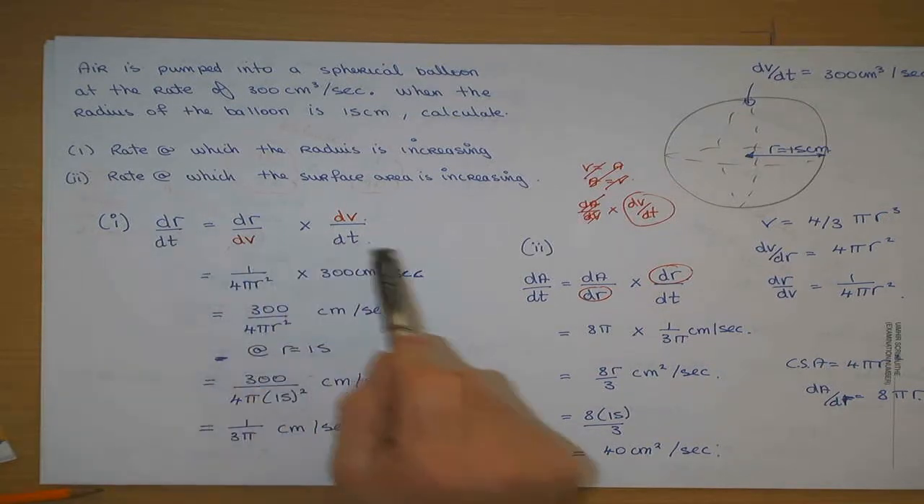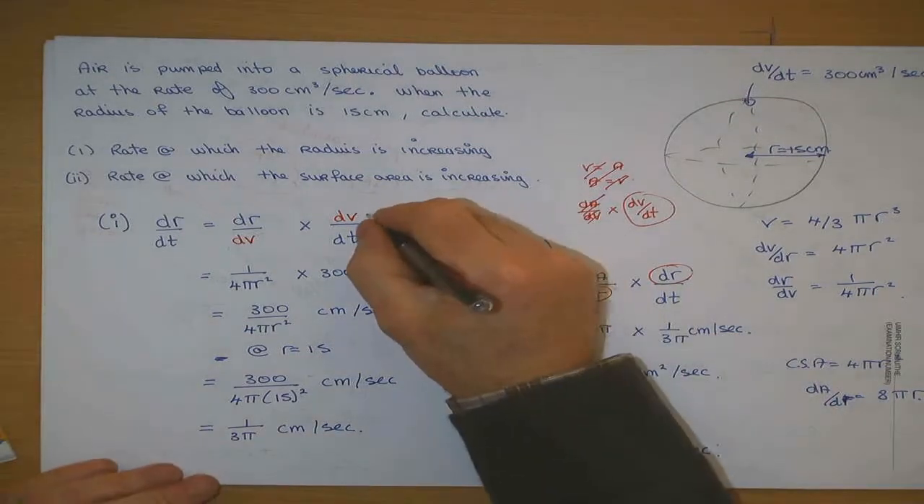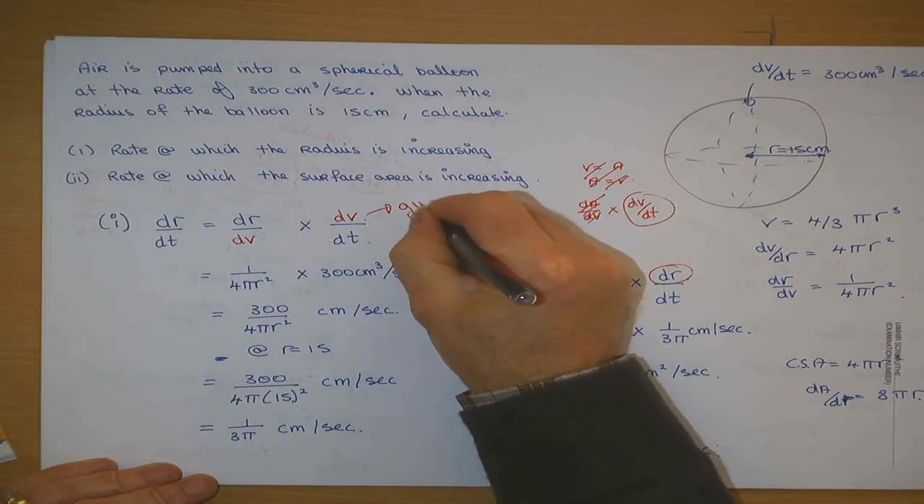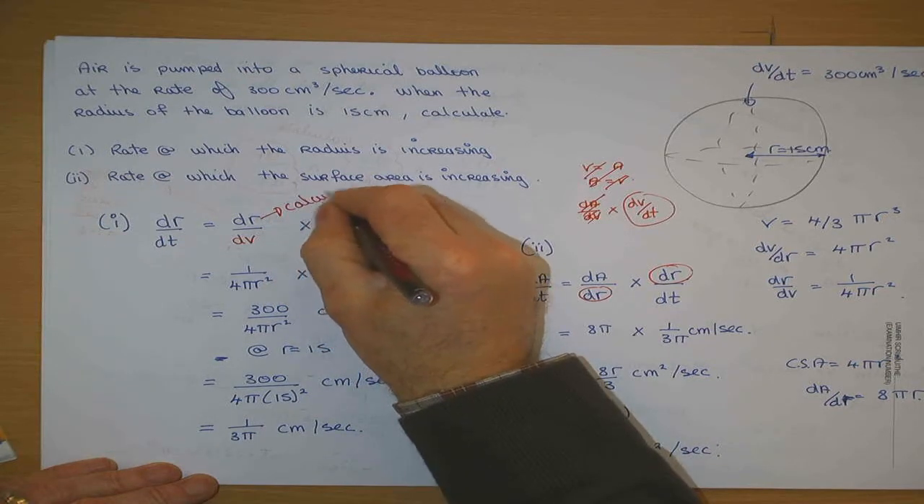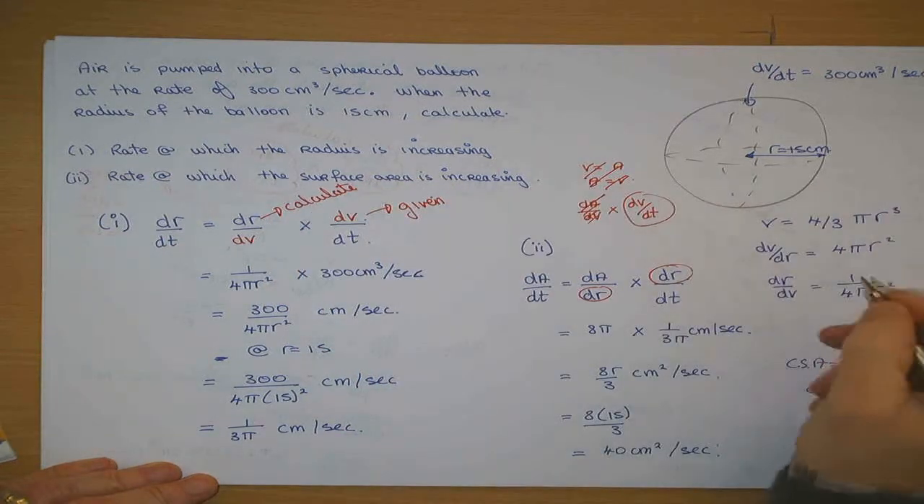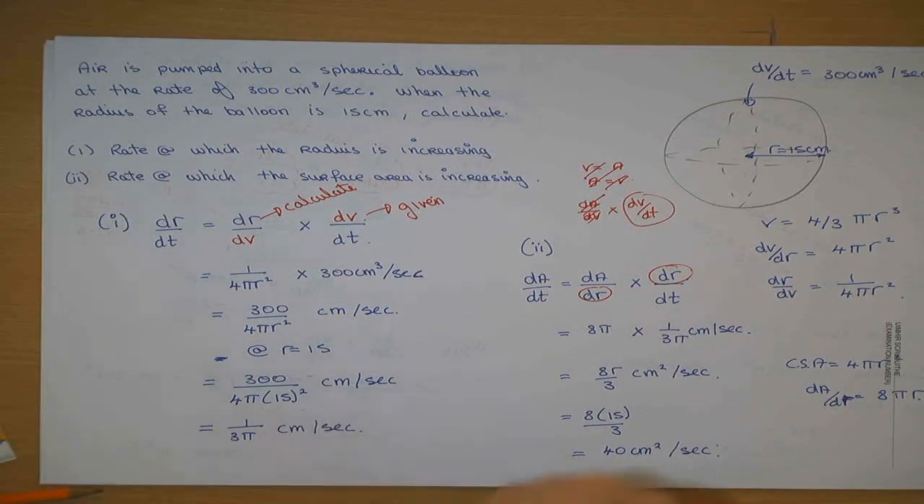So each one of these is a what? A chain rule. And out of the chain rule, you're given one, and what do you have to do with the other one? Calculate. In other words, there'll be a formula, there'll be some way of getting dr/dV or dV/dr or whatever.